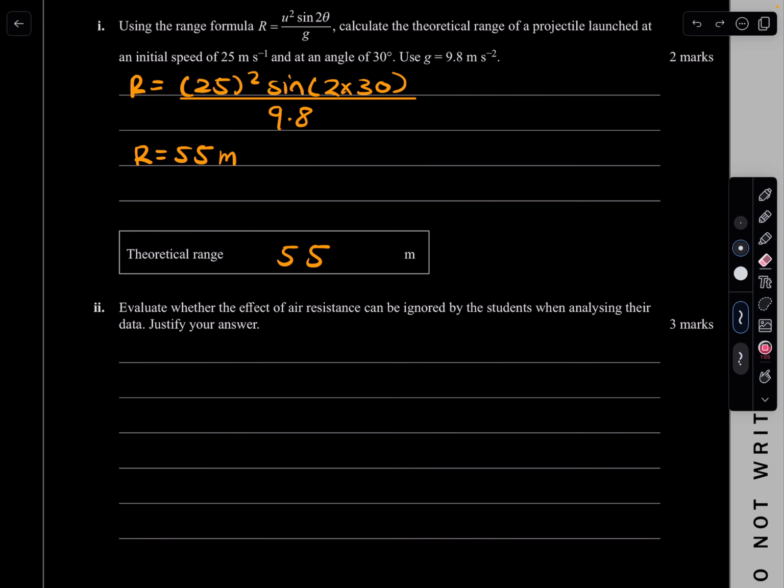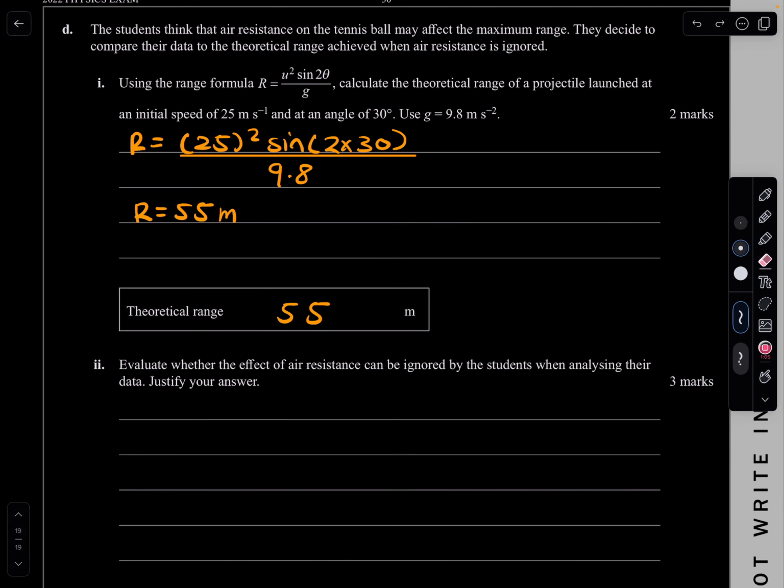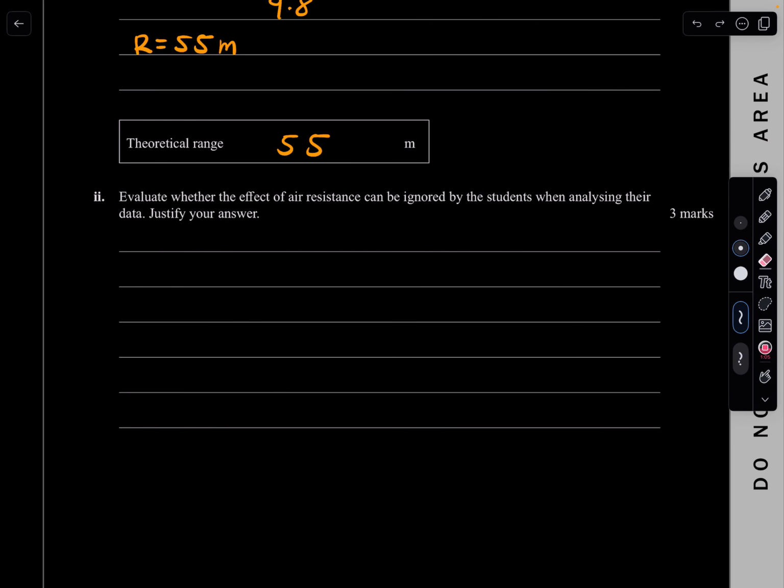The difference between the theoretical range and the measured, so it's 14, yeah? 55 minus 41. It's 14 meters. This is too large. And so, hence, it cannot be ignored. Your air resistance cannot be ignored because it goes above our uncertainty maximum, which is a plus or negative 1. So, let's write that. 3 marks, wow. Let's write that down, basically.